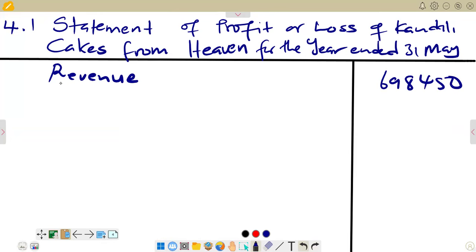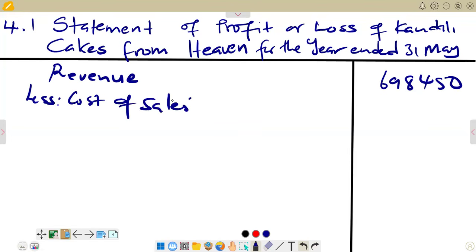From there, remember, we check if you've got any sales returns or any trade allowances. If they are there, we subtract them here so that we get the net figure. But according to the question, we do not have such, so we go straight away to less cost of sales.